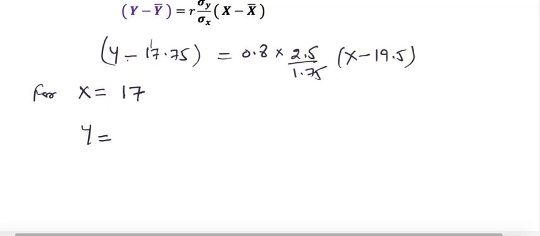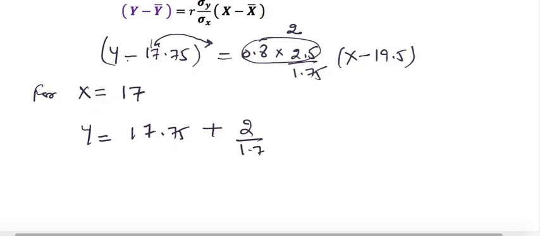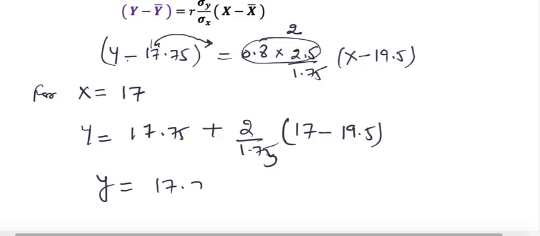We can shift this number on the other side. First of all, when I multiply these two numbers, 0.8 into 2.5 is equals to 2. So it means when we shift this number, on the other side it will be plus 17.75. This side we have a plus 2 upon 1.75, and when we are putting the value of 17 here, because we are estimating y for this x value, we can directly put it over here. And after simplification we are getting y is equals to 17.75. When we take a difference, this difference is coming out to be minus 2.5.